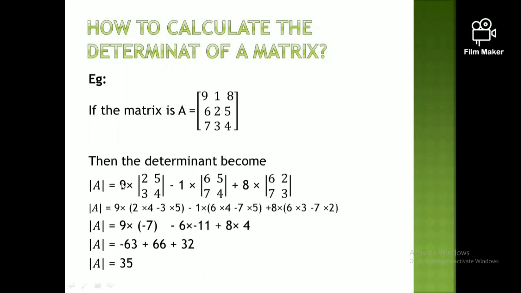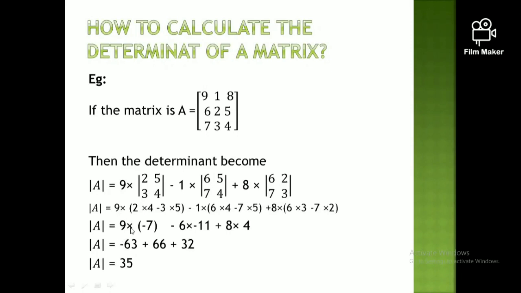Then let's get this 9 into, how to get the modulus of this matrix? 2 into 4 minus 3 into 5. Minus 1 times of, how to get the modulus? Multiply across. 6 into 4 minus 7 into 5. Right. Plus 8 times of, then how to get the modulus over here? 6 into 3 minus 7 into 2.